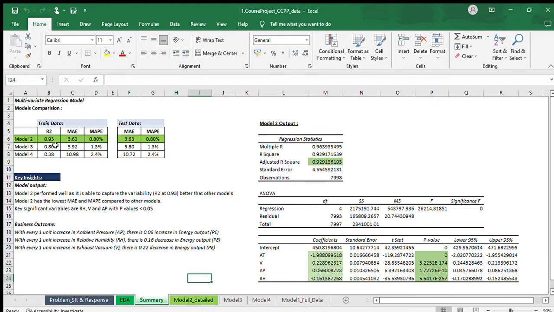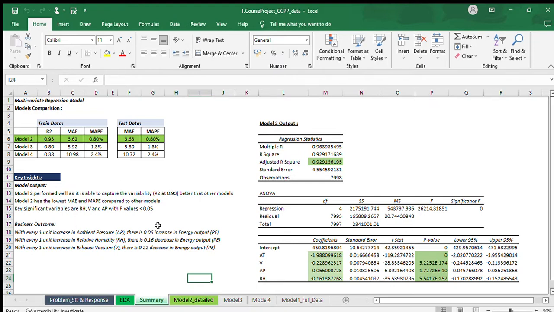So what we see is that model 2 is performing better than any other model in the sense that it's able to capture the variability, with R square at 0.93, better than the other models. Then model 2 has the lowest mean absolute error and the mean absolute percentage error compared to the other models.